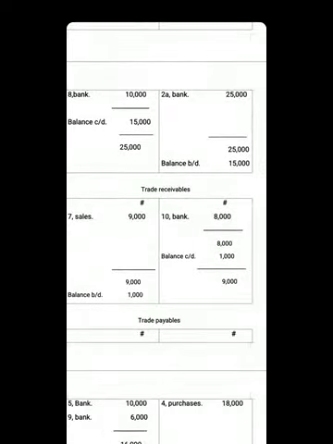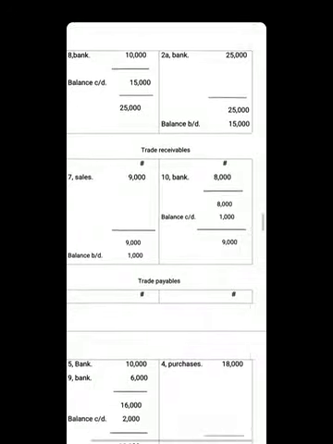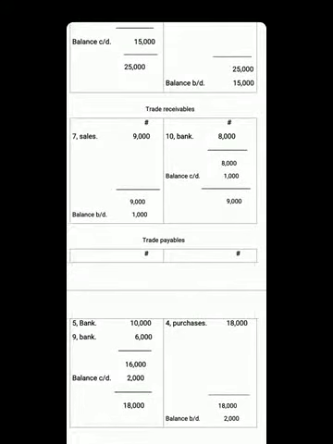The same thing, trade receivables, 9,000, 8,000. Debit side is 9,000, credit side is 8,000. Where does it mean that we have to carry down, to balance the account, 1,000 naira? And after balancing the account, we go to the debit side and write what? Balance brought down, which is 1,000 naira. Okay, that's what we are going to use in calculating our trial balance.